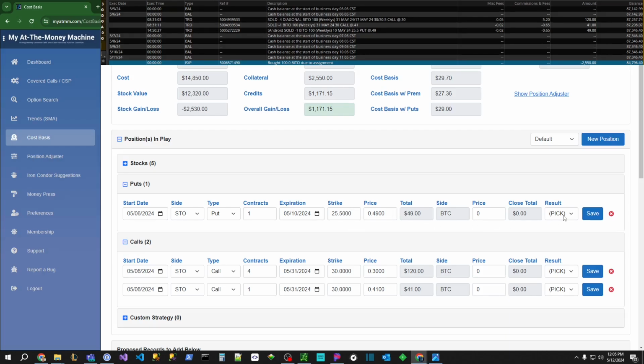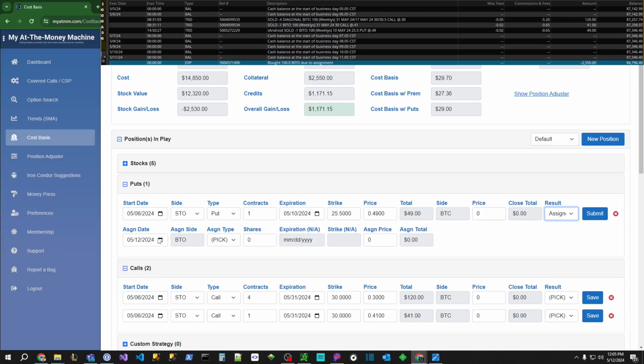So what we can do is click the result drop down to do assigned, and the assignment date from Thinkorswim says May 11th, so we can just put May 11th for that one. It's going to be a buy to open, and it's going to be stock, and it's going to be for 100 shares because there was only one contract. The assignment price is the same as the strike for this contract, so that's where the 25.50 is coming from. So when we click submit here, it's going to add a stock record up here, so you can see there's currently 5 transactions.